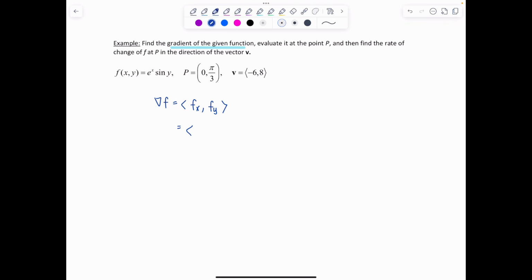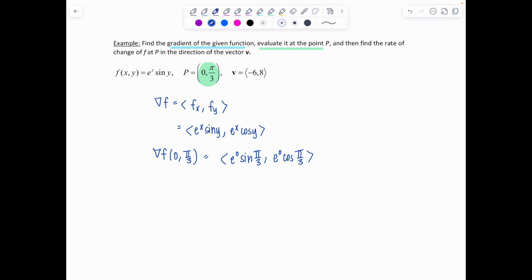Partial derivative with respect to x of e to the x times sine y is just going to be e to the x times sine y, and then partial with respect to y, now x is constant, so it's e to the x cosine y. Okay, that's done. Now I have to evaluate the gradient at the point P. So here's the point P. So let's tell the people that's what we're doing. Gradient of f at (0, pi over 3) is going to be e to the 0 sine of pi over 3, e to the 0 cosine of pi over 3, and that's just going to give me 1 times rad 3 over 2 and 1 times 1/2.